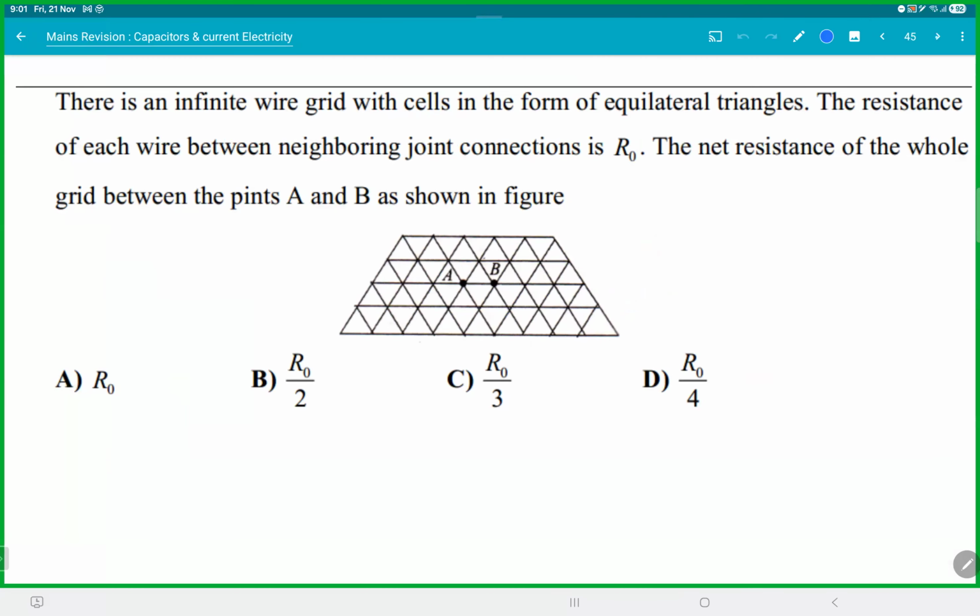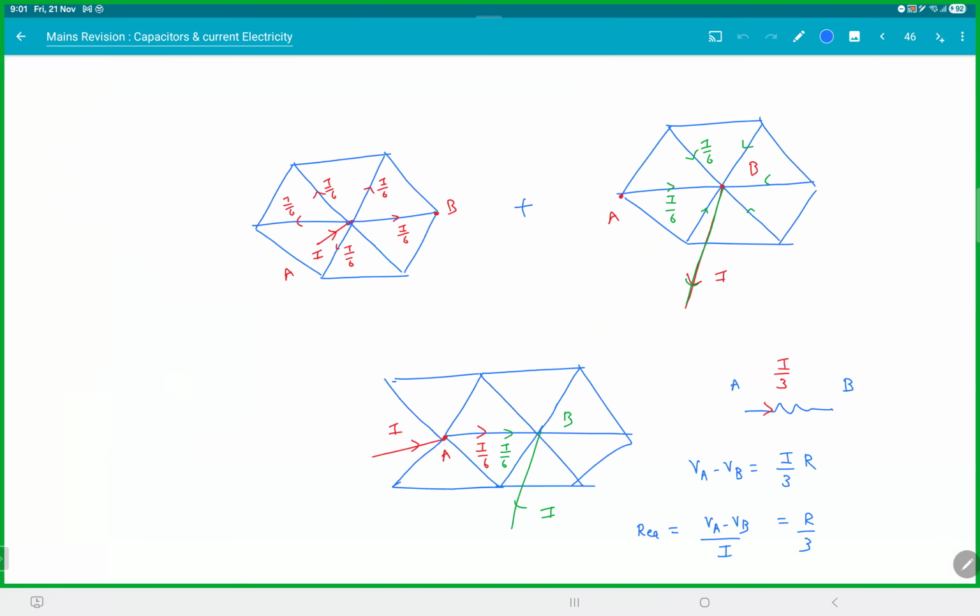Principle of superposition. We don't know what happens if you put a battery between A and B directly. So what we do, we put a battery between A and infinity. So infinity is the second terminal. Then you put a battery between B and infinity. Then when you combine them, infinity becomes a common terminal. The battery is between A and B. Clear with this? So this is the way to handle infinite grids.